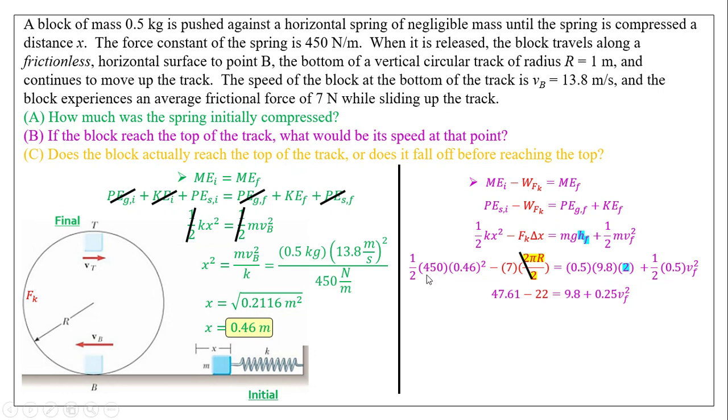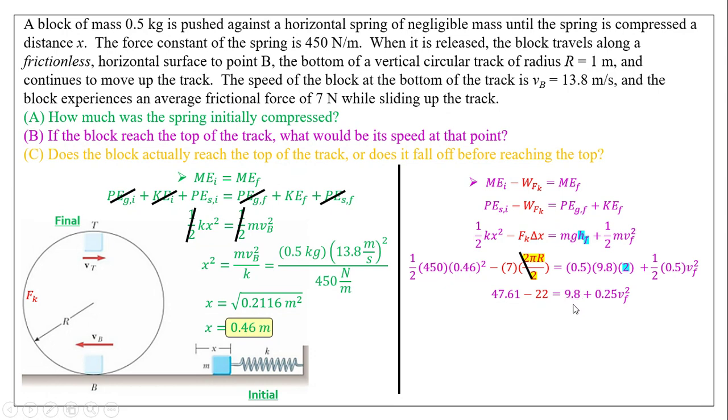If you punch in 1/2 times 450 times 0.46 squared, you'll get 47.61. And then if you do 7 times pi times r being 1, you'll get about 22. And then 0.5 times 9.8 times 2 is just 9.8. And then 1/2 times 0.5, which is just 1/4, which is 0.25. Here, I'm just going to combine like terms. We have 47.61 minus 22. But then you see this 9.8 on the right side. Well, this 9.8 doesn't have a vf or anything.